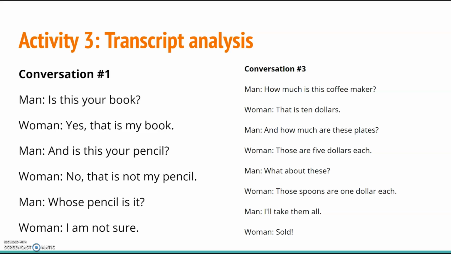And then we have the activity number 3, which consists of the instructor giving students a transcript of the conversations from the video. And so the reason why is so that students can actually see the sentences and how the demonstrative determiners are being used.